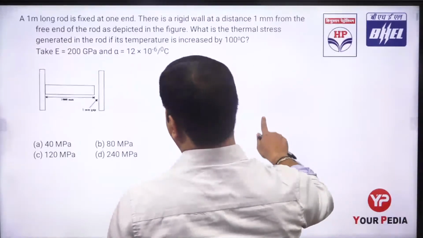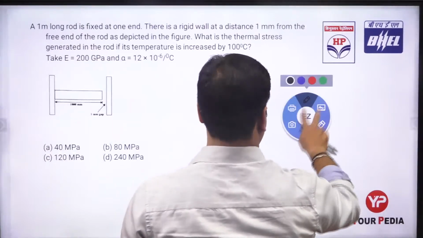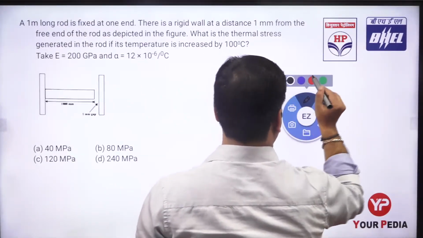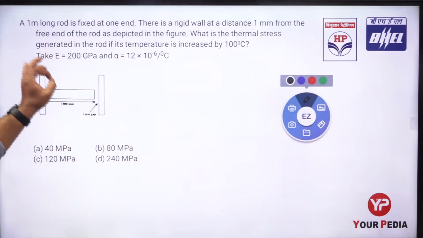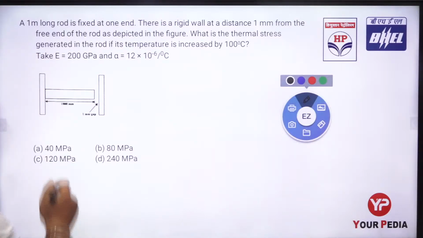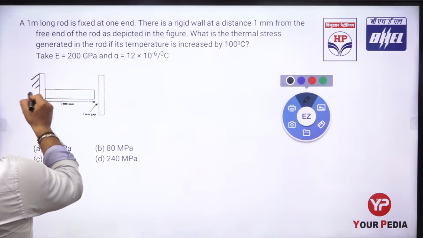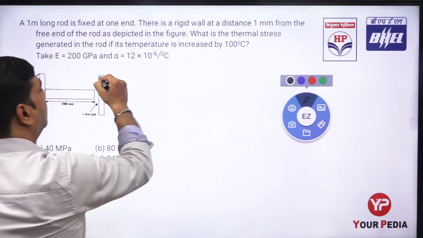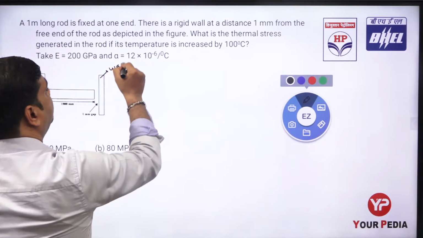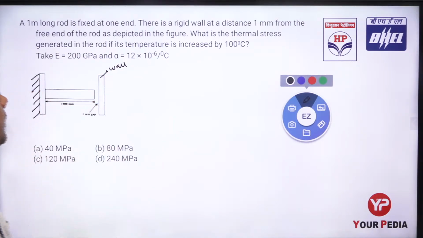So now we are just doing the numerical. Our numerical says that a 1 meter long rod is fixed at one end. It is just fixed by the one end. There is a rigid wall at a distance of 1 mm from the free end. This is a wall which is 1 mm distance from the free end.